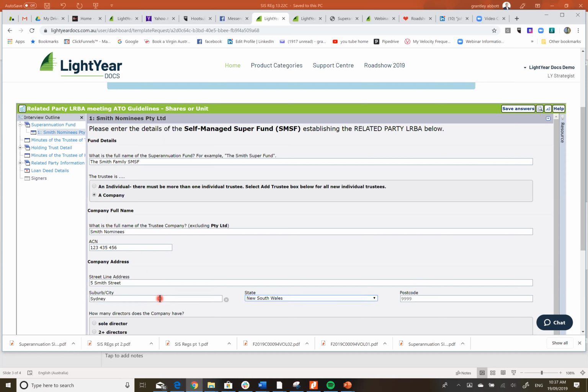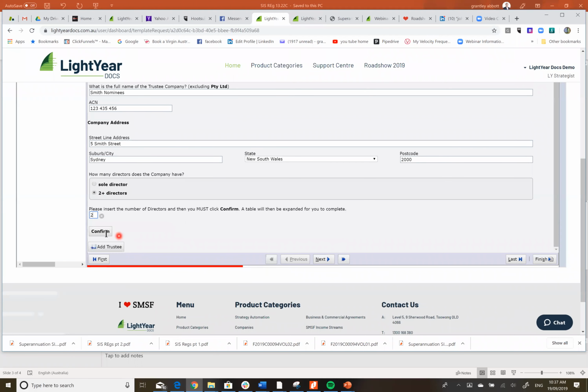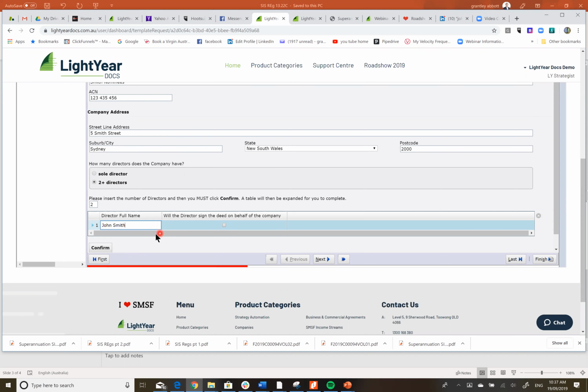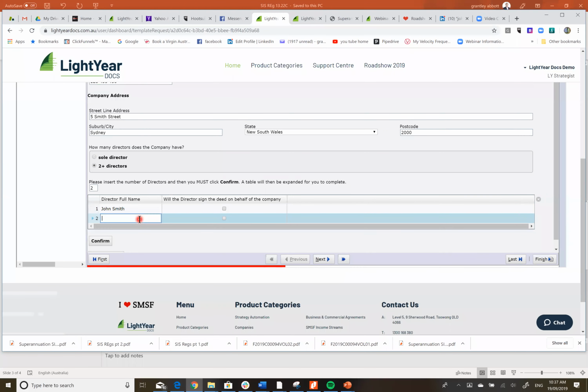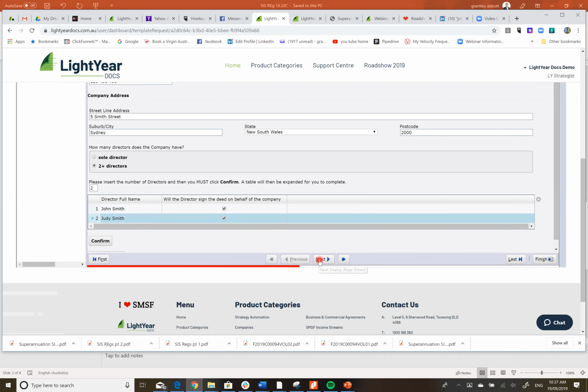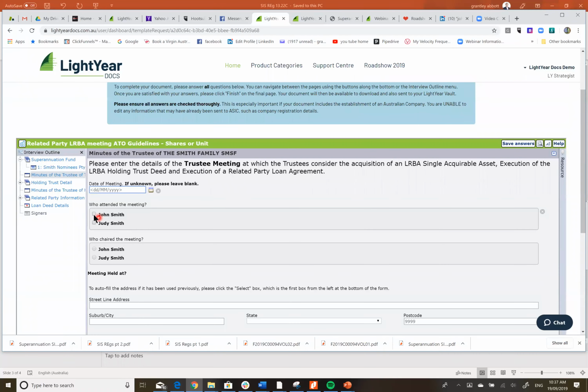Does anyone know what I'm about to do? So how many directors? I think we had two plus, which was, if I remember correctly, confirm. So it was John Smith. Tab, and then we go Judy Smith. Click, we must always click, see that, in order for them to sign, otherwise they don't turn up as signers. Okay, so we'll leave that blank. We don't know where it is. Who attended the meeting? John and Judy Smith. Who's the chairperson? John Smith.